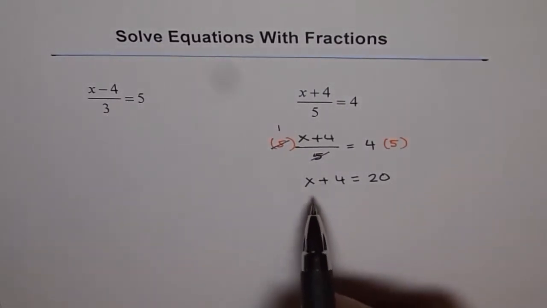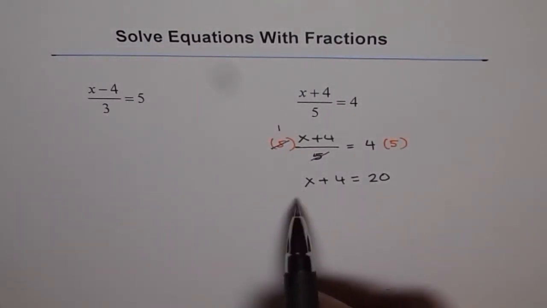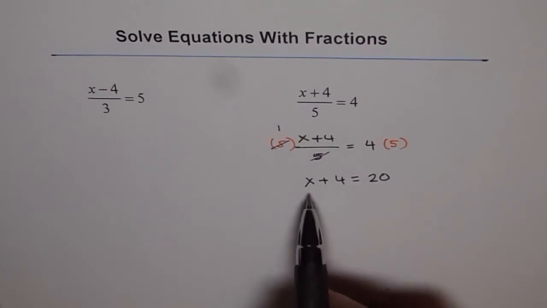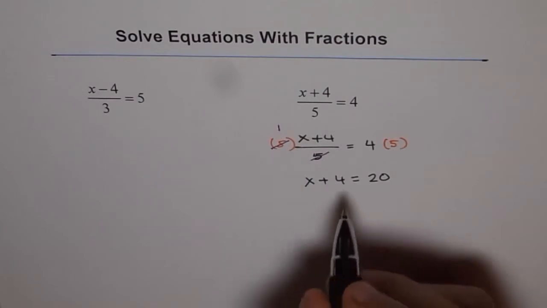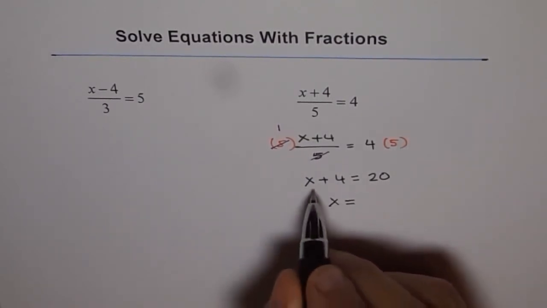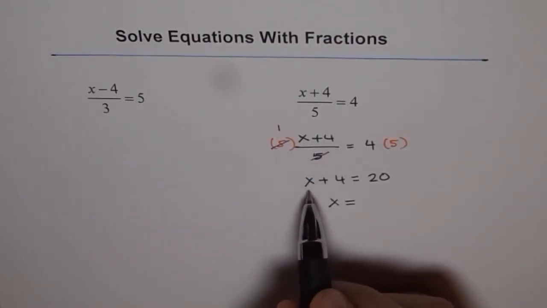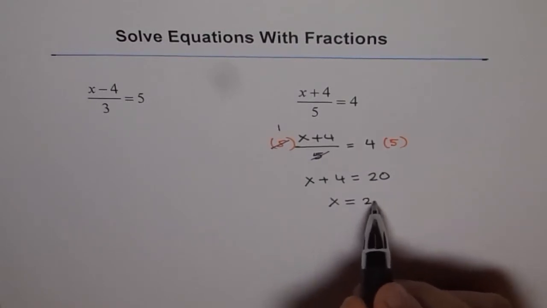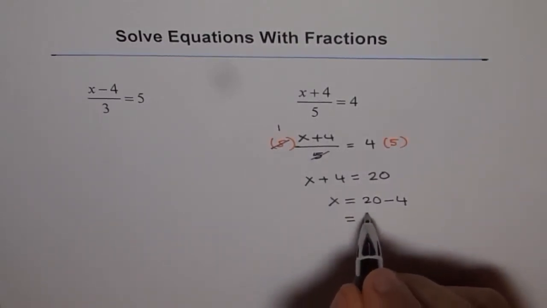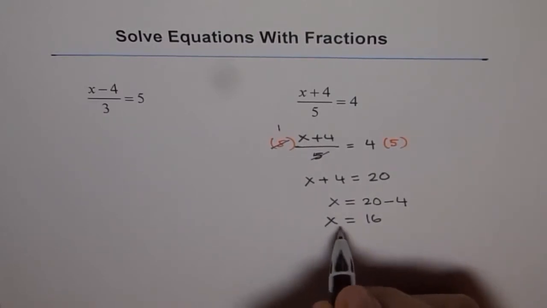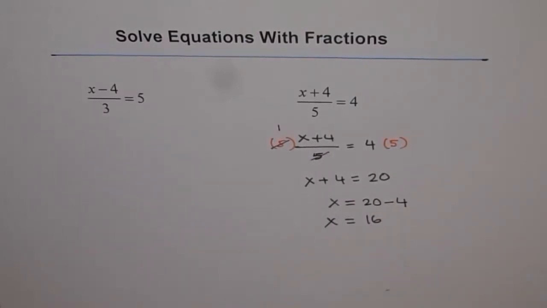Now, we have x plus 4 equals 20, but what we need is just x. This 4 is extra, so let's take away 4. If we do that, from here we are left with x, and there we get 20 minus 4. 20 minus 4 is 16. So we get x equals 16. So that is how we do these kinds of questions.